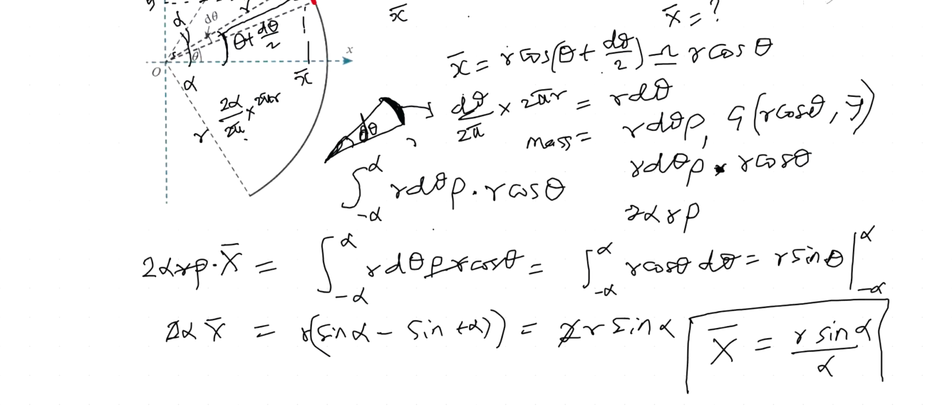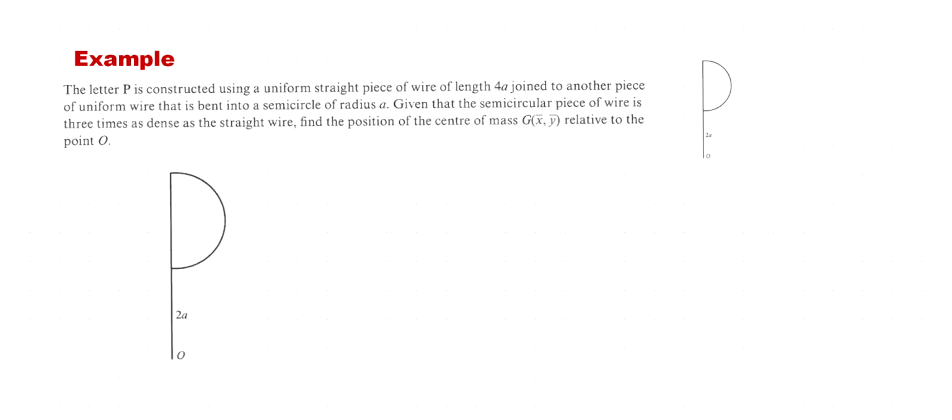Okay, now let's take an example. Let's see how this example goes. The letter P is constructed using a uniform straight piece of wire of length 4a. The length of this wire is 4a. In that case, since here is 2a, therefore here must be 2a as well.